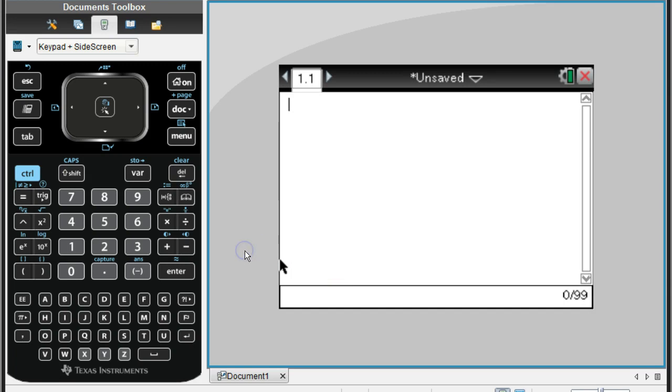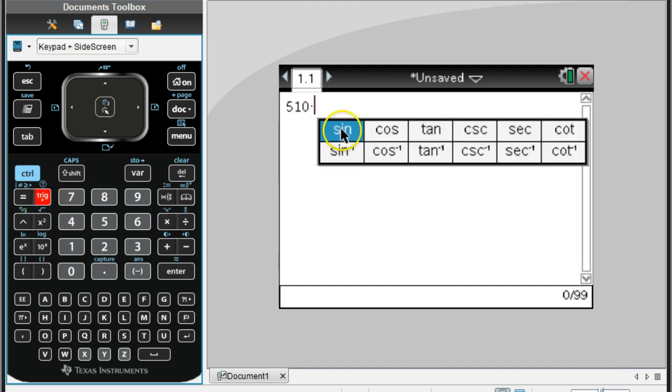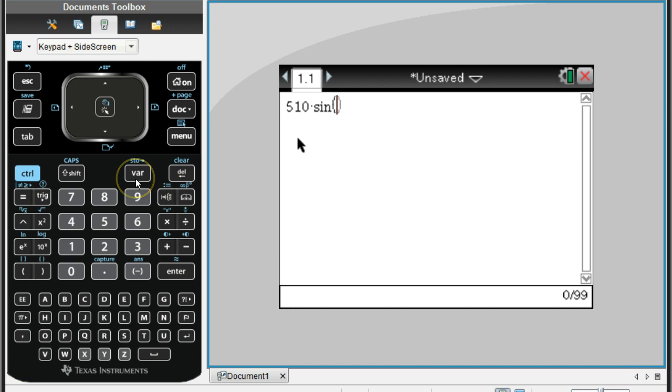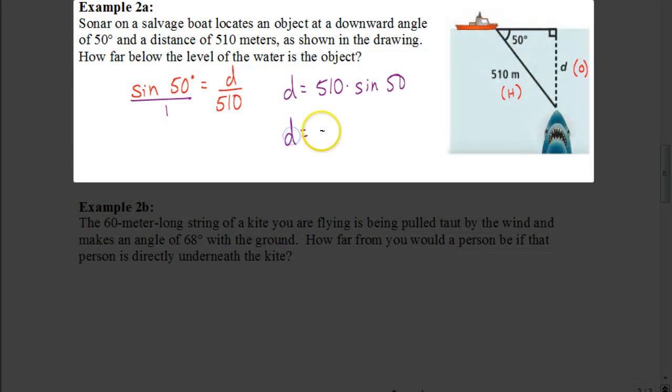Well, let's go to a calculator screen and just review how we access our trig functions. So for this one here, we're going to take 510 times the sine of 50 degrees. To access the sine, we're going to look at the trig function right here. And there it is. And then we're going to type in the sine of 50 and hit enter, and we get our answer of about 390.7, and this would be meters, 390.7 meters or 391 meters. And that would be our answer.